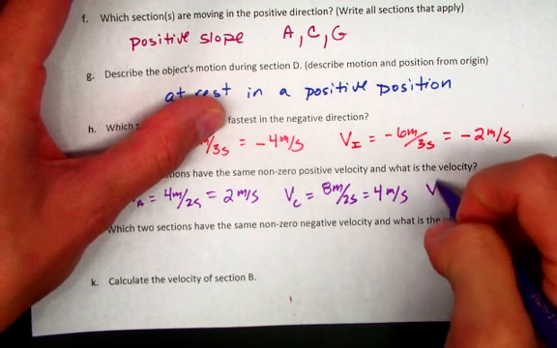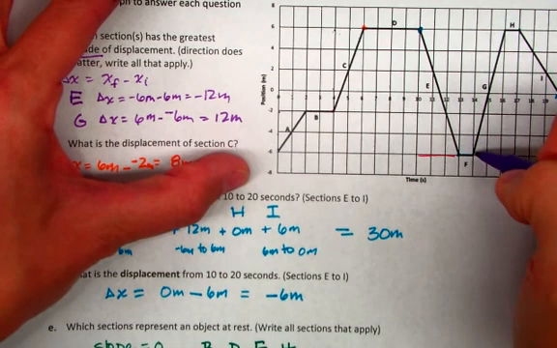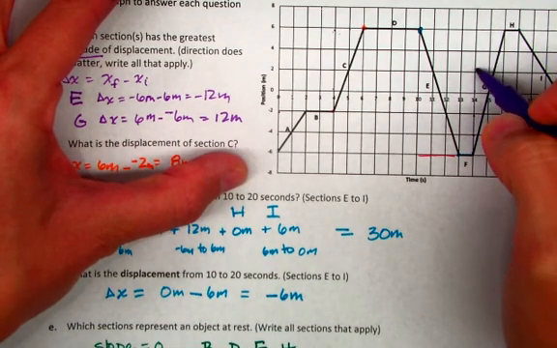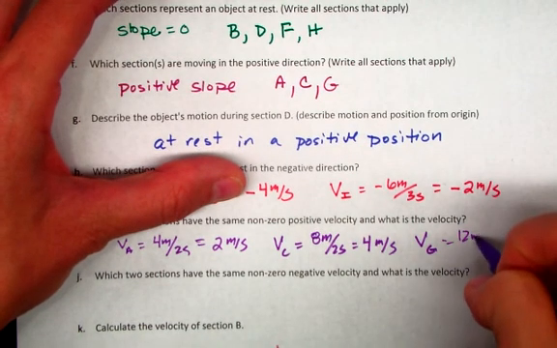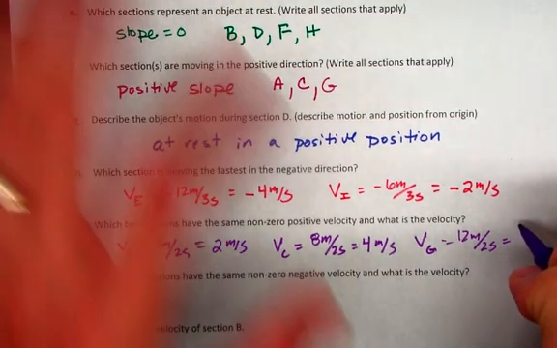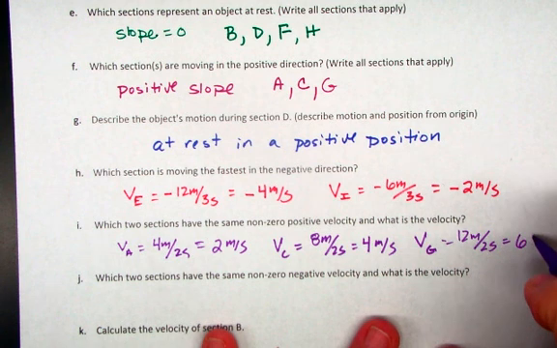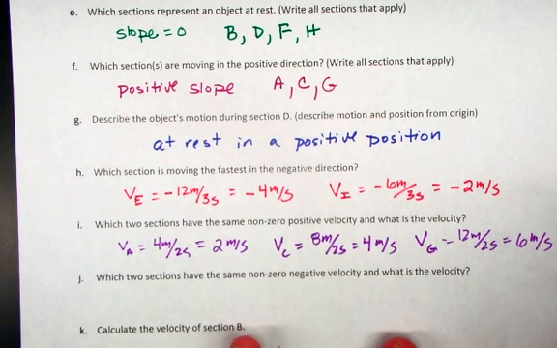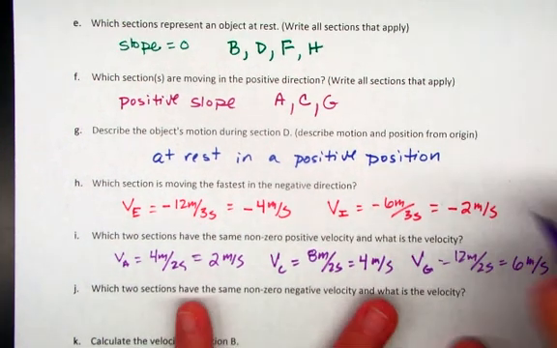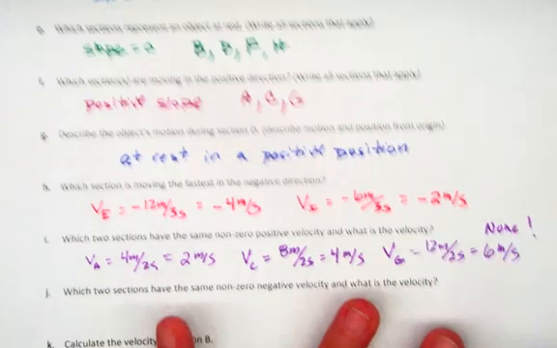And then the velocity of G, we're going up 2, 4, 6, 8, 10, 12 in 2 seconds. So this equals 12 meters in 2 seconds, and that is 6 meters per second. So I didn't get any of the velocities the same, unless I did something wrong here. 8 over 2 is 4, and 12 over 2 is 6. So I guess it's a trick question. The answer is none. Trick question, but good practice, though.